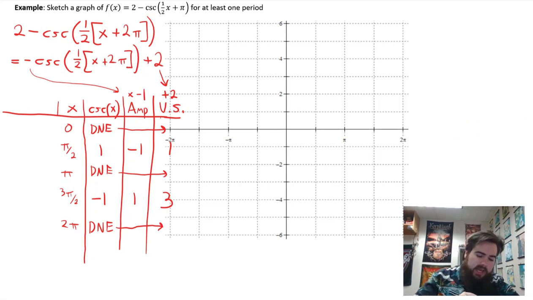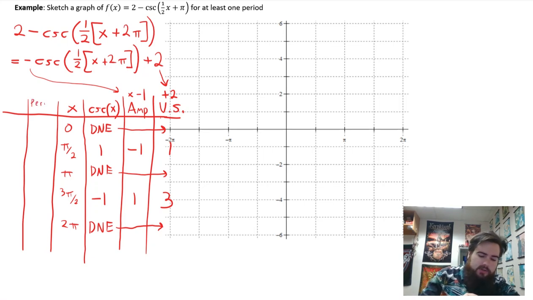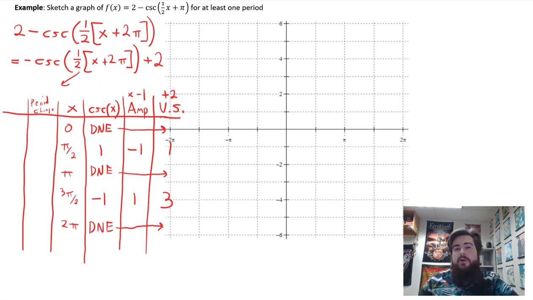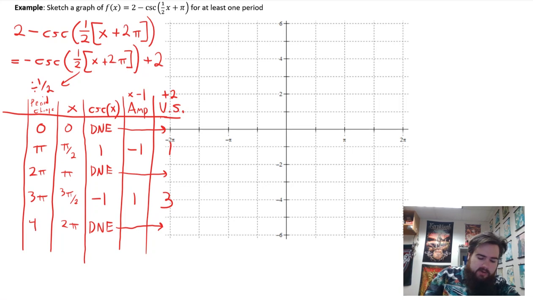Next, we have our adjustments on the x values. First thing you do for the x values is the period change. For the period change is the number that we had factored out of the inside expression, that 1/2. I'm not going to multiply by 1/2 though, I'm actually going to divide by 1/2. Which will give me 0, pi, 2 pi, 3 pi, and 4 pi, as dividing by 1/2 is equivalent to multiplying by 2.